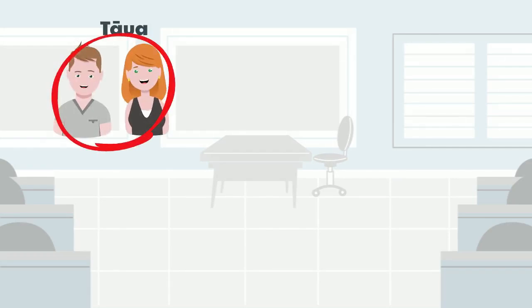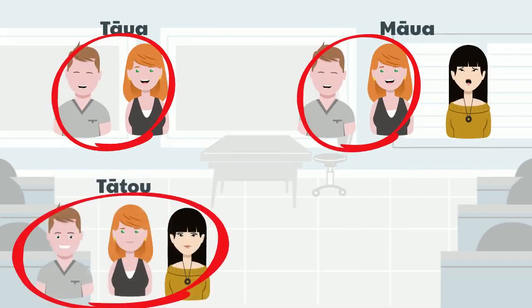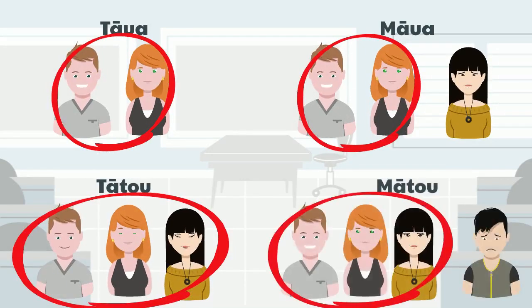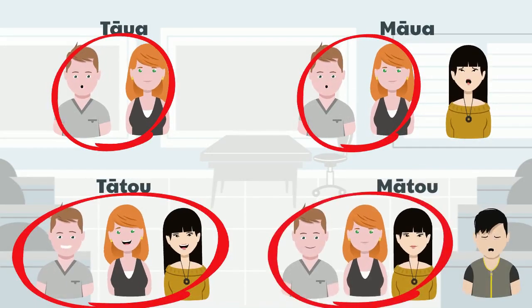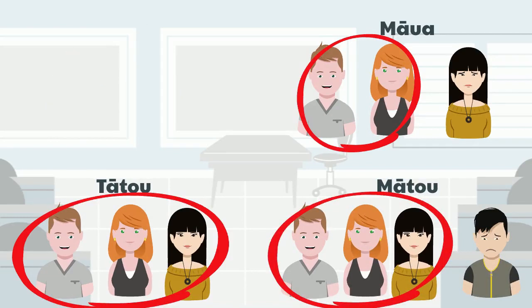Okay, now we're going to look at the pronouns that mean us. If you haven't seen it already, please watch the second video about pronouns, which explains the different kinds of us before continuing, because it will be very difficult without that understanding. Tāua means you and I. It's never necessary to say the names. Tātou means all of us. It includes the person or people who you're speaking to.